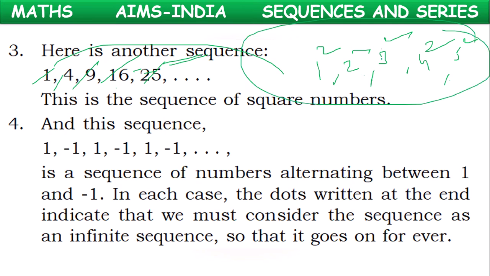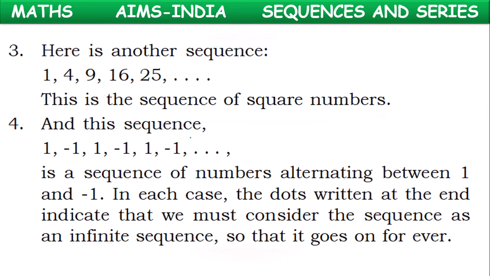So 1 square, 2 square, 3 square, 4 square, 5 square. Like that, we can write the given sequence as squares of natural numbers. So this is a sequence of square numbers starting from 1.